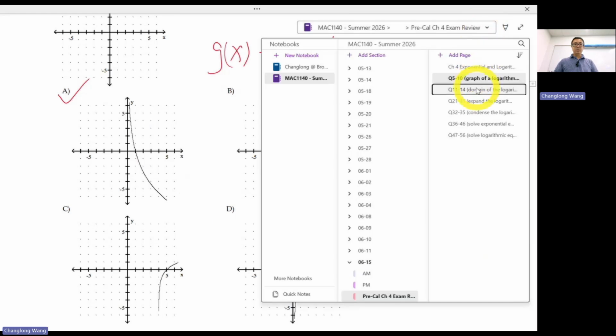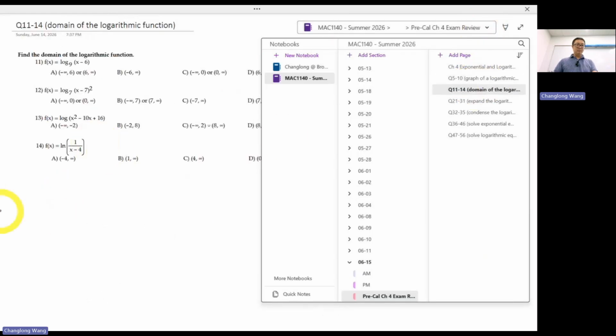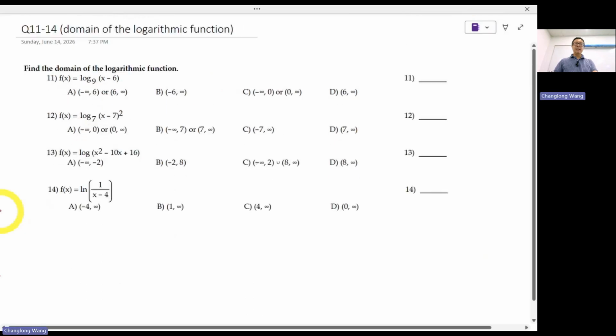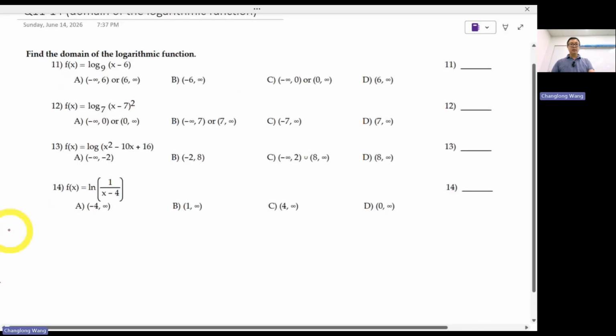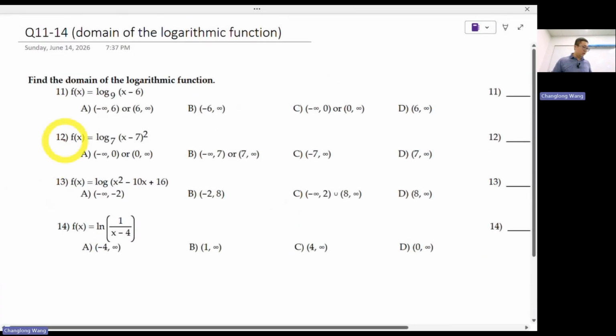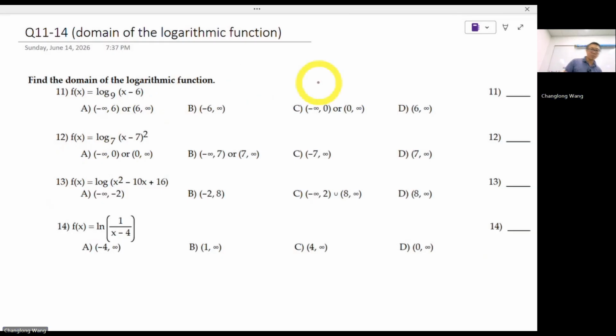Anyway, so now moving on to, I'm glad that Zach mentioned something about domain. And I do believe that back in the fall, people might have had some little issues with identifying the domain.